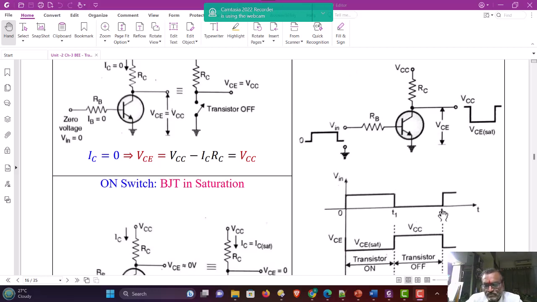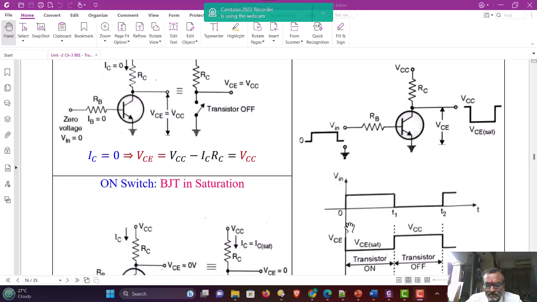From T1 to T2, since input voltage is 0, the device BJT is in off state because no base current is flowing. Because of no base current, there is no collector current. If there is no collector current, there is no voltage drop across RC. And therefore, from the equation of VCE, VCE is equal to VCC minus ICRC. Since ICRC is 0, therefore VCE is equal to VCC. So during T1 to T2, you will see VCE is equal to VCC. The same thing happens when the switch is in off state.